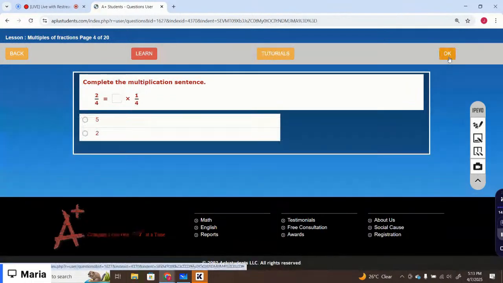Complete the multiplication sentence. 2 by 4 equals the missing number times 1 by 4. So what number is missing? That is 2 times 1 by 4. So the missing number is 2. 2 times 1 by 4 equals 2 by 4. Option number 2 is the correct option.